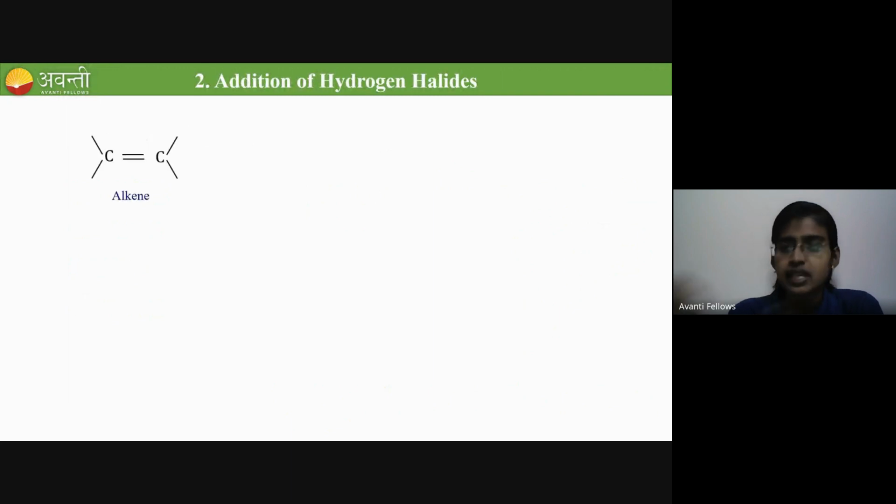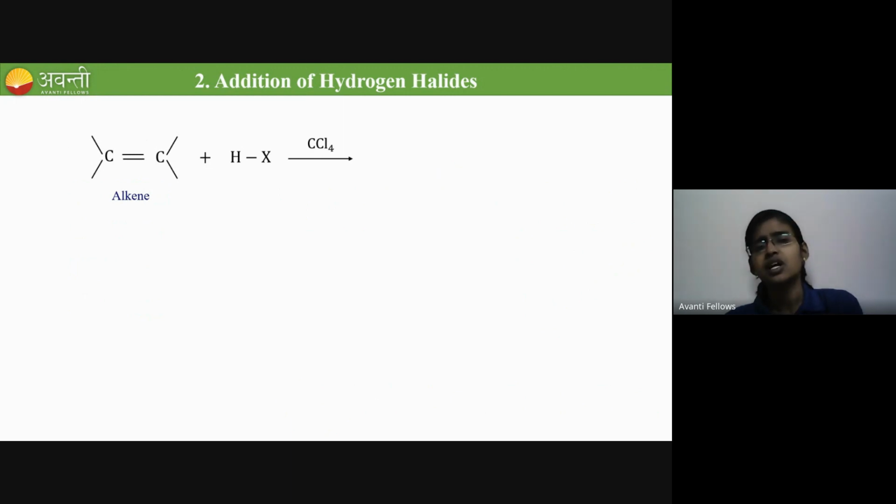So take an alkene, add the hydrogen halide. What is a hydrogen halide? A hydrogen and halogen containing compound is called a hydrogen halide: HF, HCl, HBr, HI. So we are going to add those compounds in presence of CCl4. The role of CCl4 here is the solvent. You don't have to worry about it.